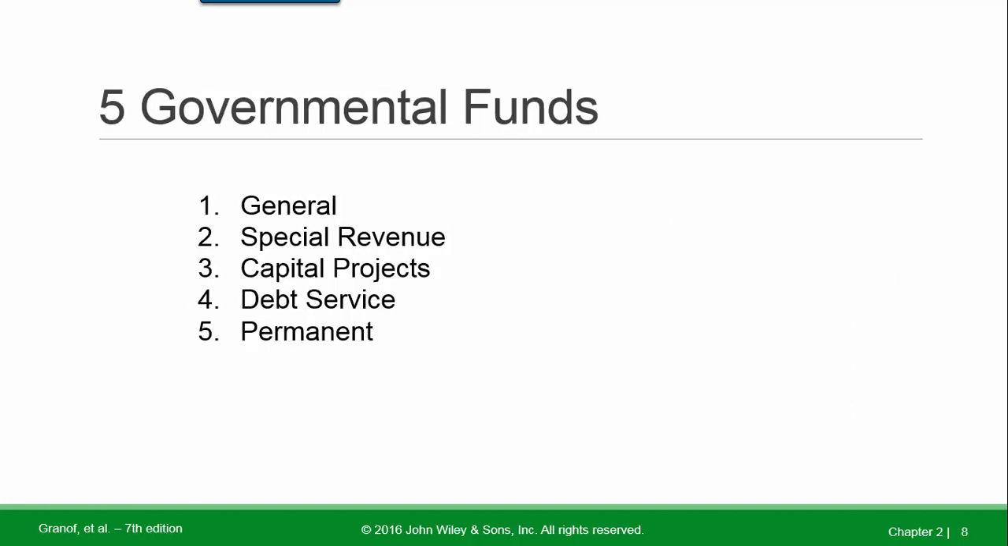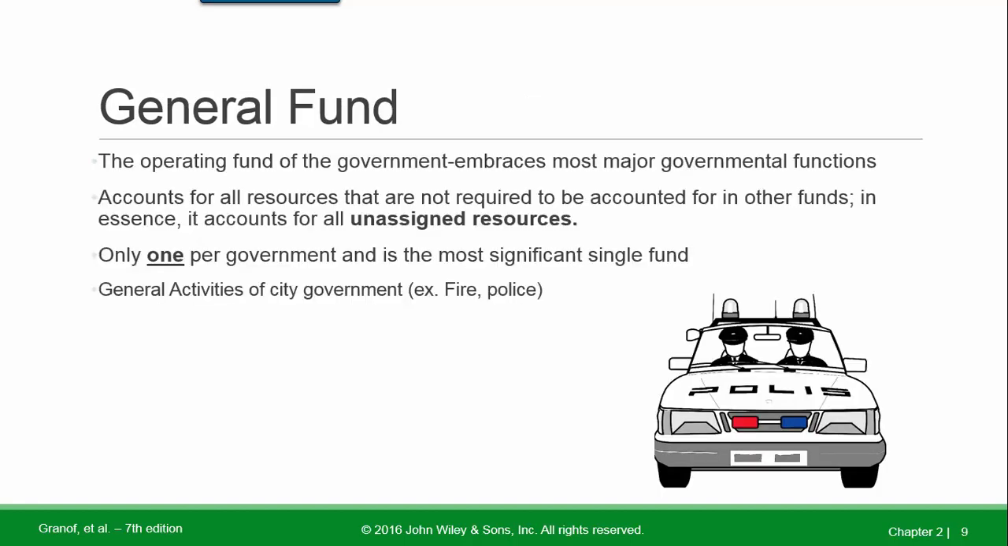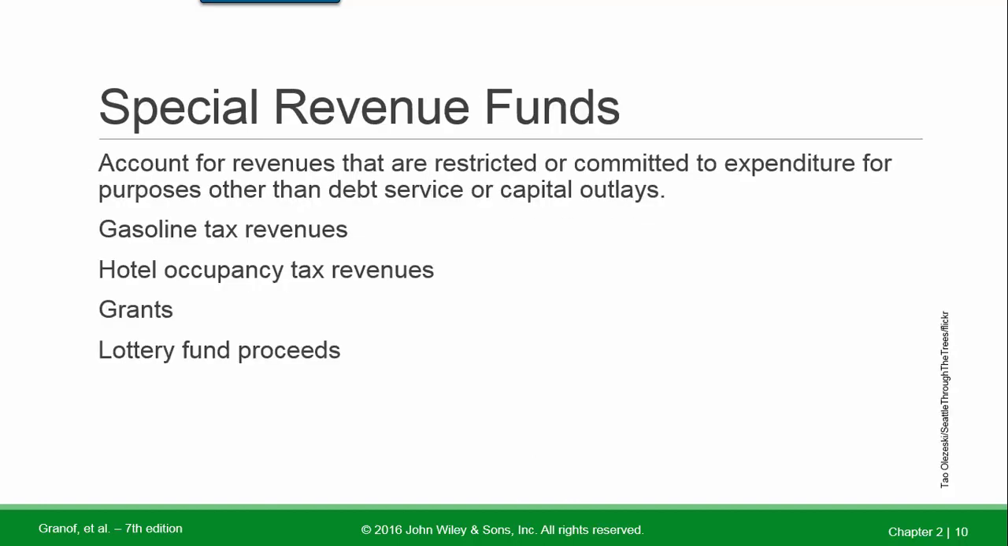Back to our 5 governmental funds. General: the operating fund of the government, embraces most major governmental functions, and accounts for all resources that are not required to be accounted for in other funds. In essence, it accounts for all unassigned resources. It's the most significant fund. Every state and local government must have one and only one general fund.